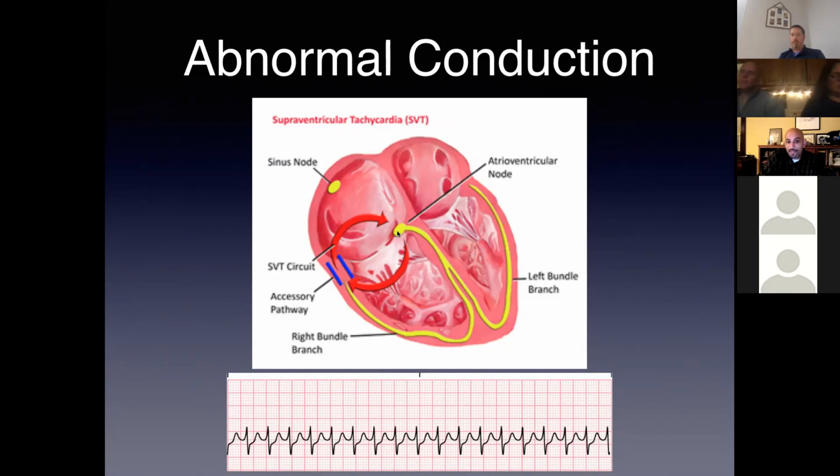Now, if somebody had SVT, and let's say before they ever went into SVT, they had a bundle branch block and their QRS was wide. When they get SVT, they're going to have SVT with a wide QRS complex. It's going to look like VTAC. And you may not be able to tell the difference. And oftentimes, even in the hospital, we can't tell the difference.